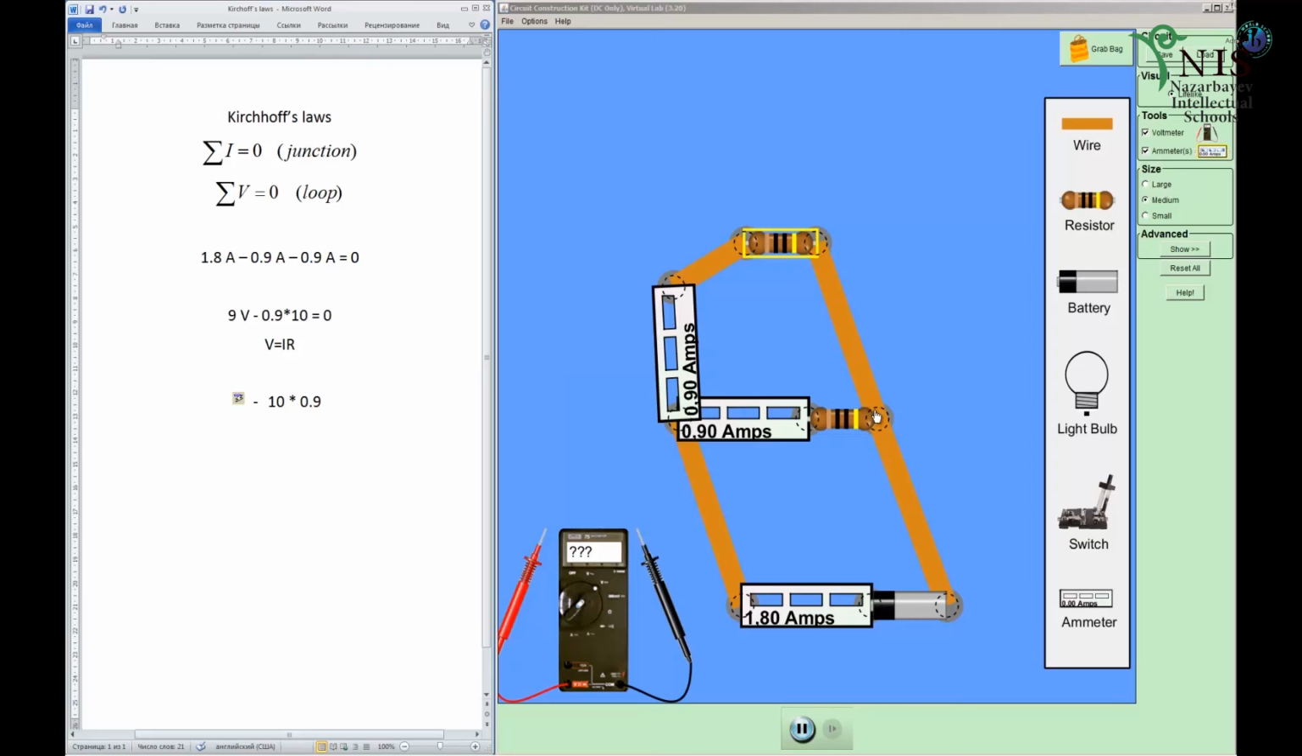Then if we go here, so from right to left, current is flowing from left to right, but we go from right to left because we're looking at clockwise. So going from right to left, potential increases because current is flowing to the right. Therefore, it's positive. I equals to 0.9, resistance equals to 10. So it's 10 times 0.9, which is 9. So let's check. Minus 9 plus 9 equals to 0. It also checks out. So we just using simulation looked at how Kirchhoff's laws can work in real circuits.